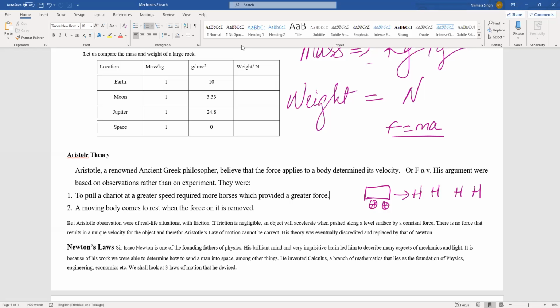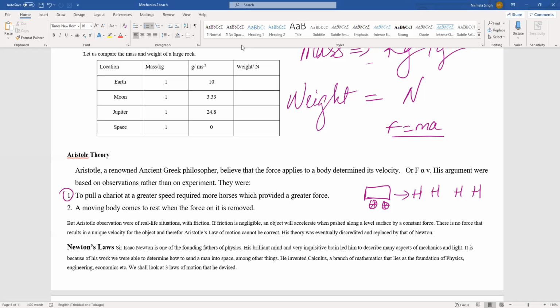But he was only looking at this from observation, standing by the edge of the road, looking at horses going down the alleyway or the roads and just looking at them. He wasn't really performing experiments. So the arguments that he presented were based on the fact that, one, to pull a chariot at a greater speed required more horses and therefore provided greater force. Two, a moving body comes to rest when the force on it is removed.